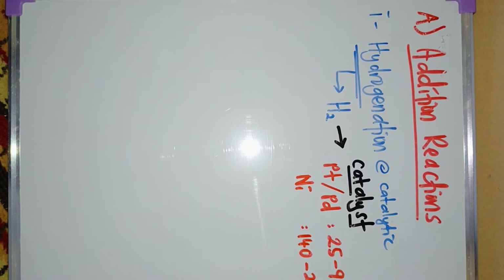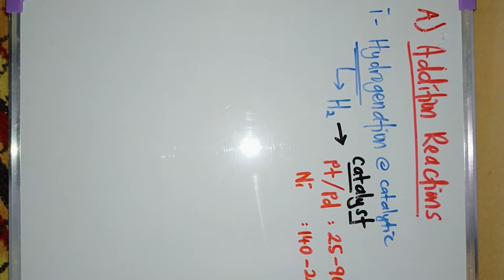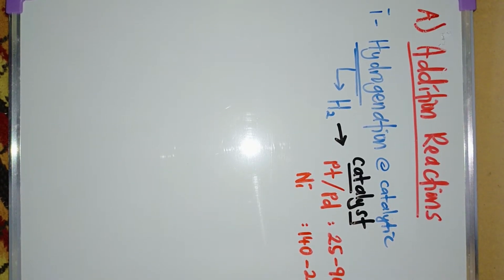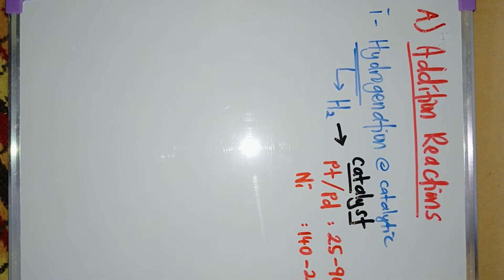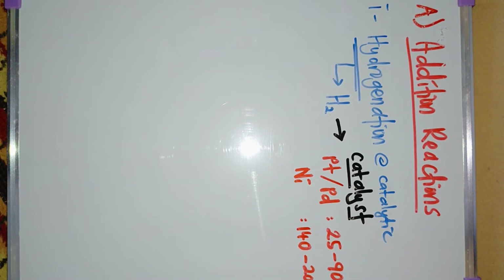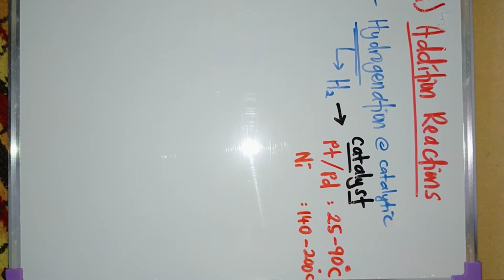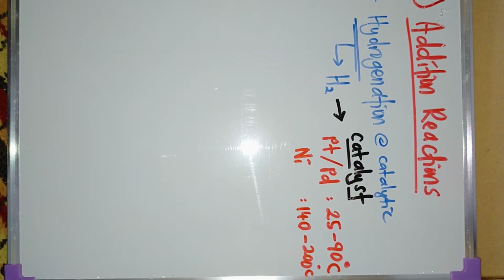We'll continue with the alkene reactions. The first reaction is addition reaction. The first one we will deal with is hydrogenation, or catalytic hydrogenation, where we add hydrogen. So there is an addition of hydrogen across the carbon-carbon double bond. Alkenes react with hydrogen to produce alkane, meaning that the product is alkane. From alkene turns to alkane.